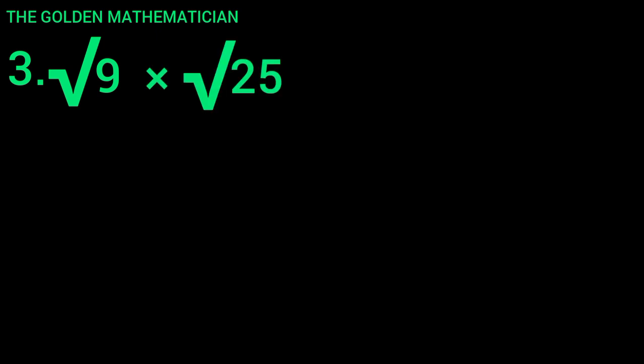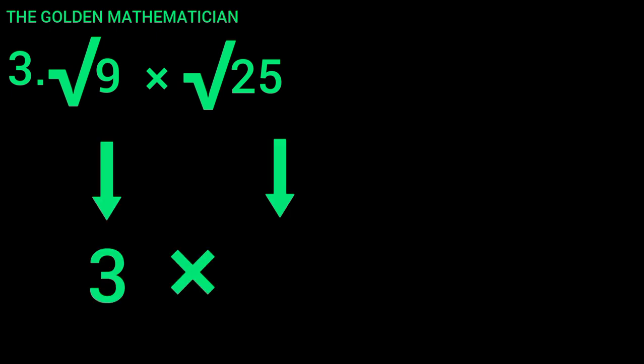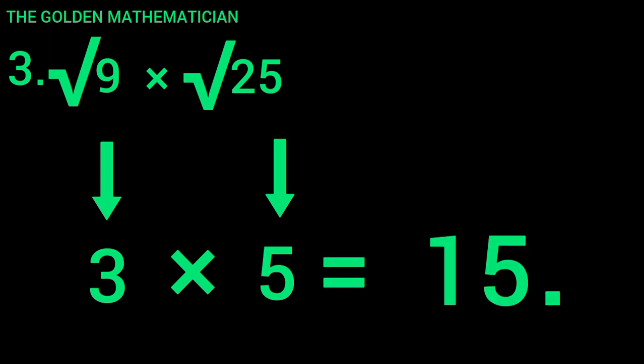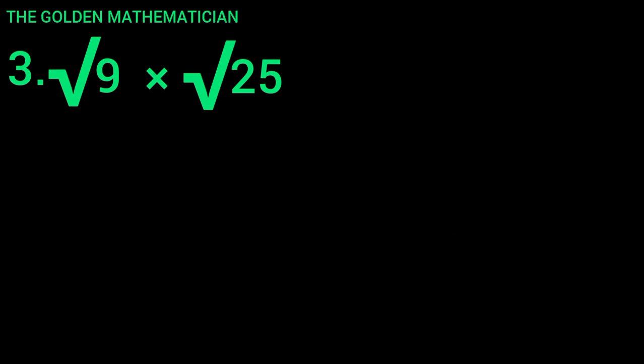Number 3 says the square root of 9 multiplied by the square root of 25. Obviously we can just find the square root of both and multiply them by each other. The square root of 9 is 3 and the square root of 25 is 5. Then we'll say 3 times 5, which is equal to 15, and that's our answer. I know it's very simple, but I want to show you another way you can approach this question.